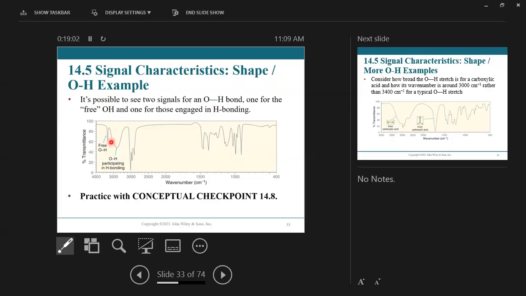You can get rid of this. Most likely, where do you think this is coming from? A lot of times this is coming from water in the atmosphere. The atmosphere is mostly composed of nitrogen, but there's a lot of water in there.